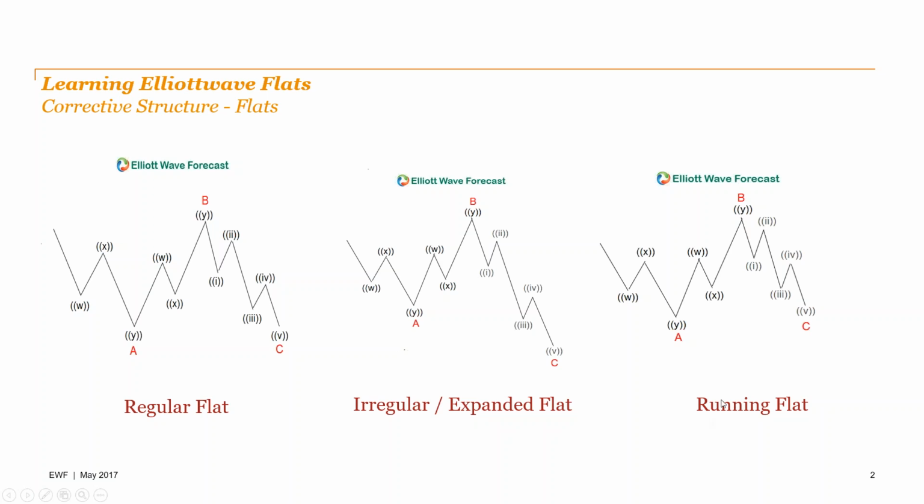Okay, and then the last one, the running flat, you got the B either retesting or go above it, and then the C fails above the A. Okay, fails above the A. So that is what you call a running flat. So it's just where the B and C terminates that differentiates between these 3, but overall you can consider it like a choppy price action.